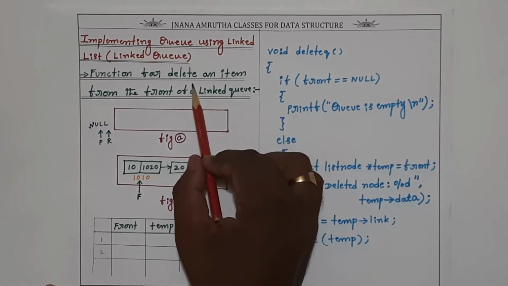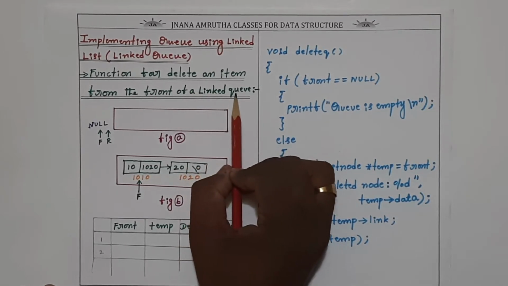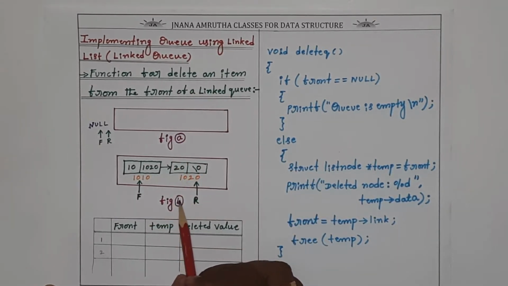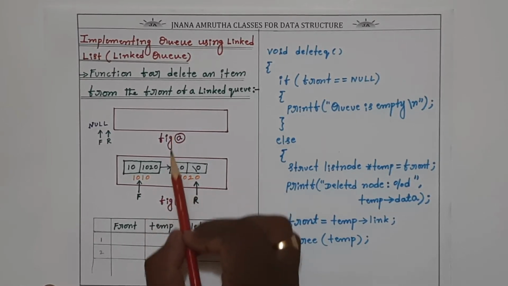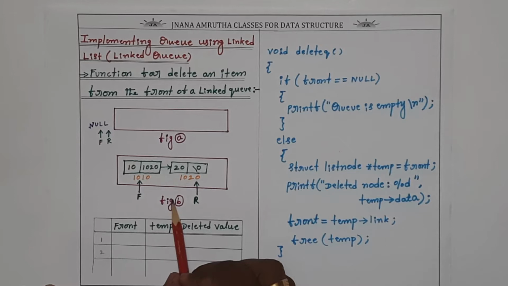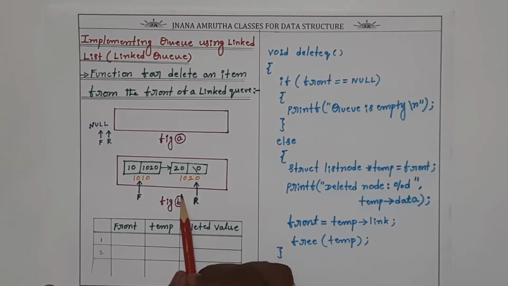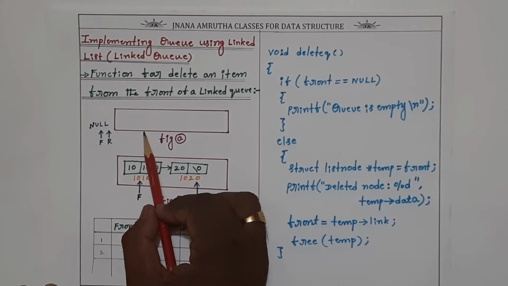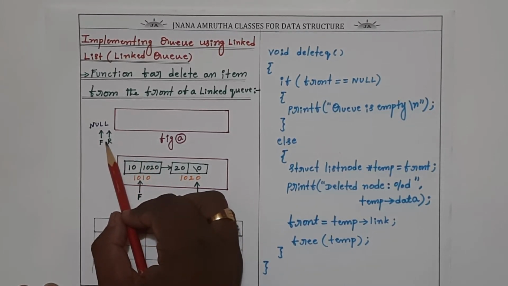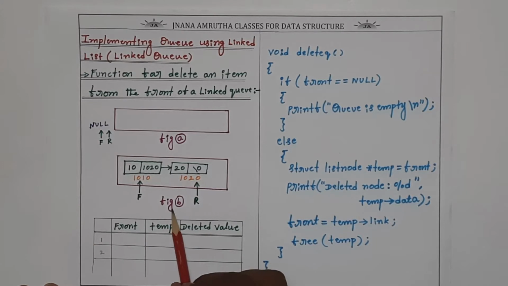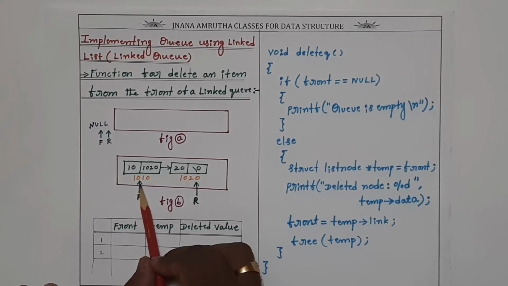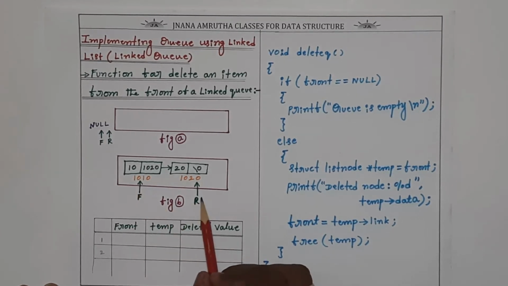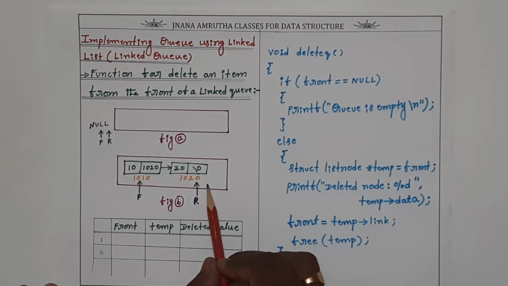Okay, for a better understanding of deleting an item from a linked queue, just observe the two figures below, figure A and figure B. Figure A shows an empty linked queue condition and figure B shows a non-empty linked queue condition. When the queue is empty, front is pointing to null value. When the queue is non-empty, front is pointing to the first node in the queue and rear is pointing to the last node inserted into the linked queue.